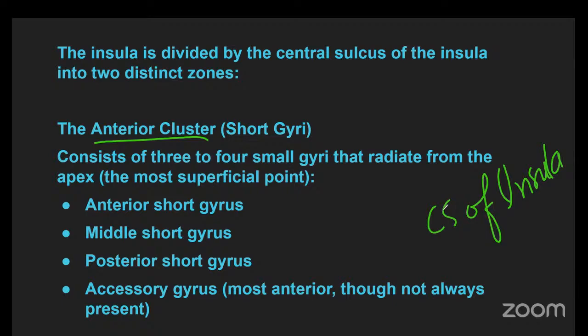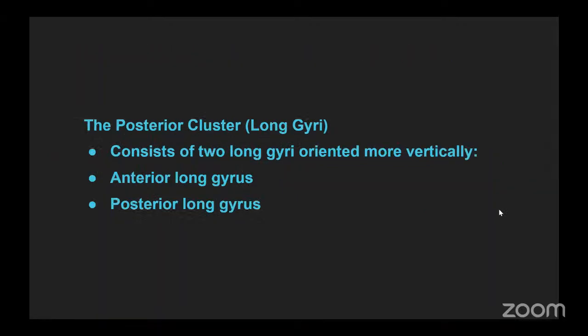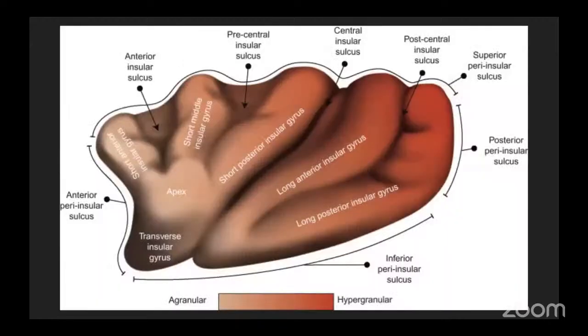So let's move to the next slide. Posterior cluster is what is behind the central sulcus. It has 2 long gyri, which are oriented more vertically. There is an anterior long gyrus and there is a posterior long gyrus. It will be a lot easier once we begin looking at the images.